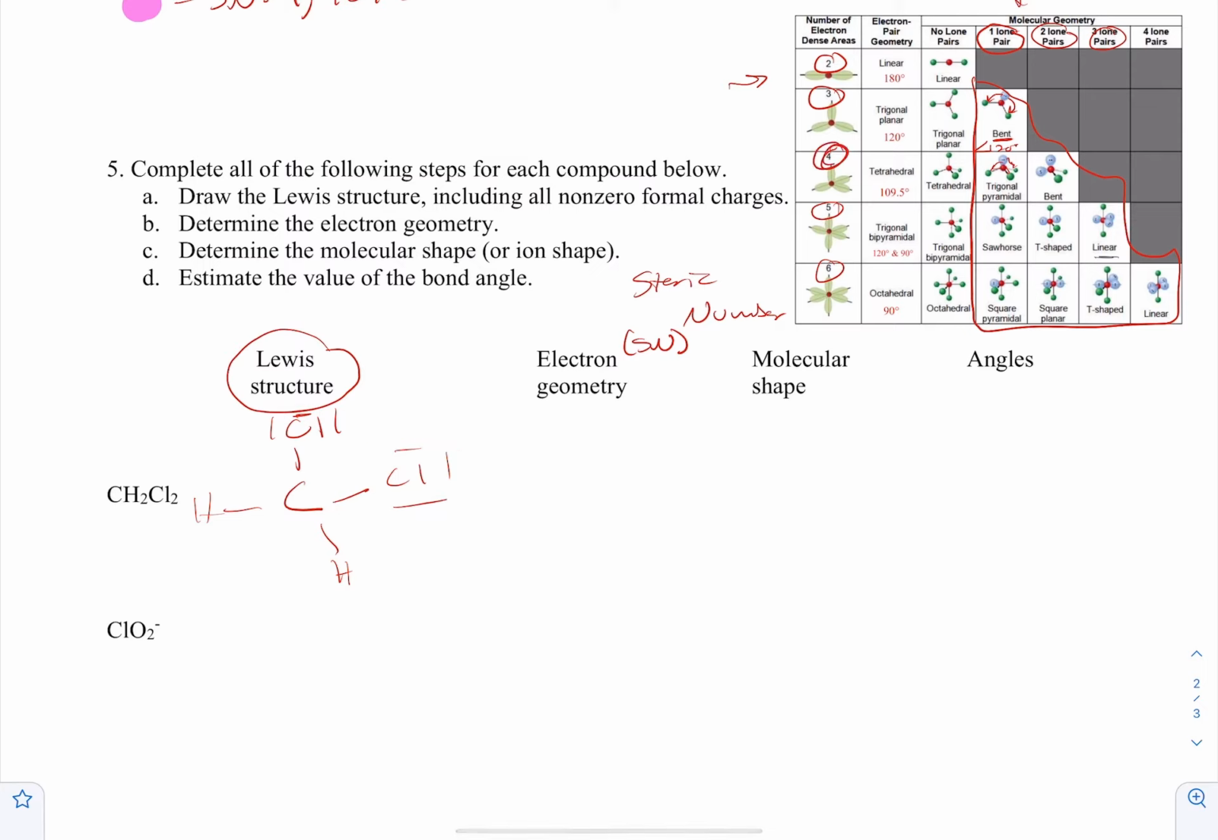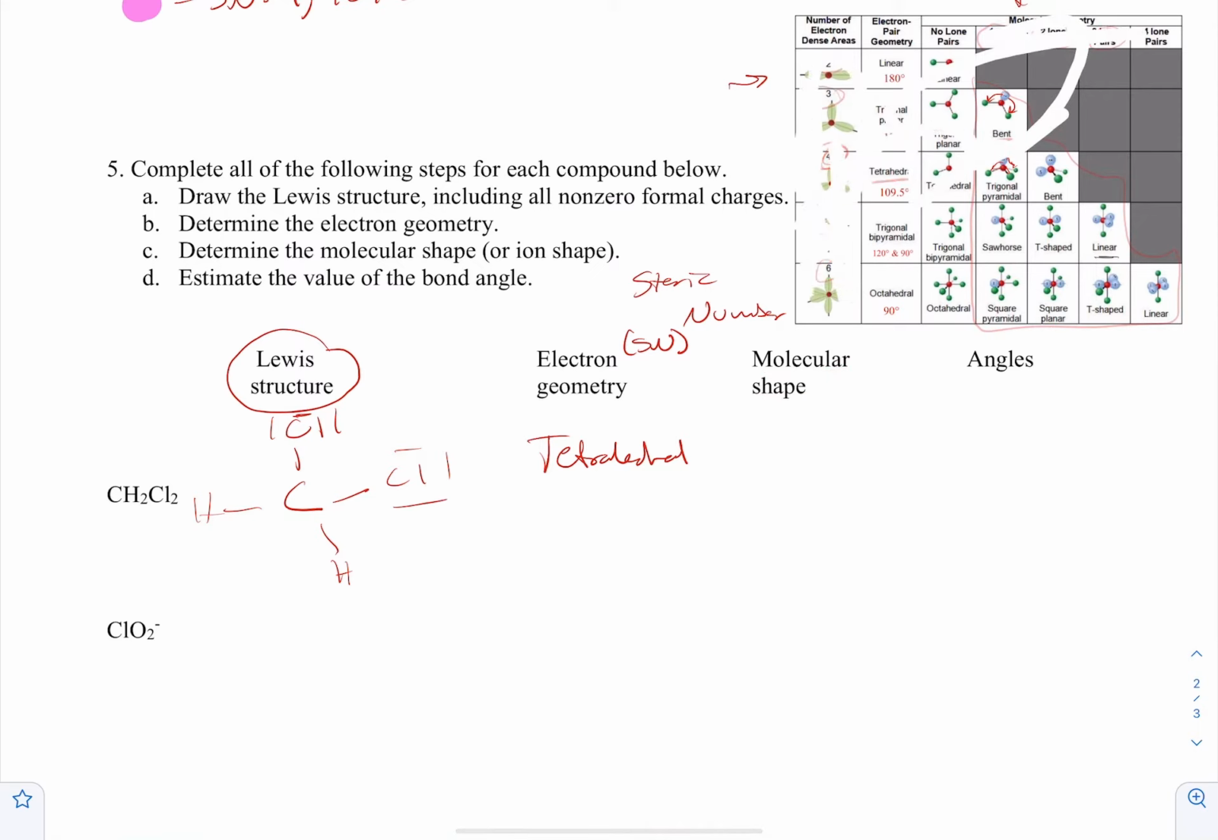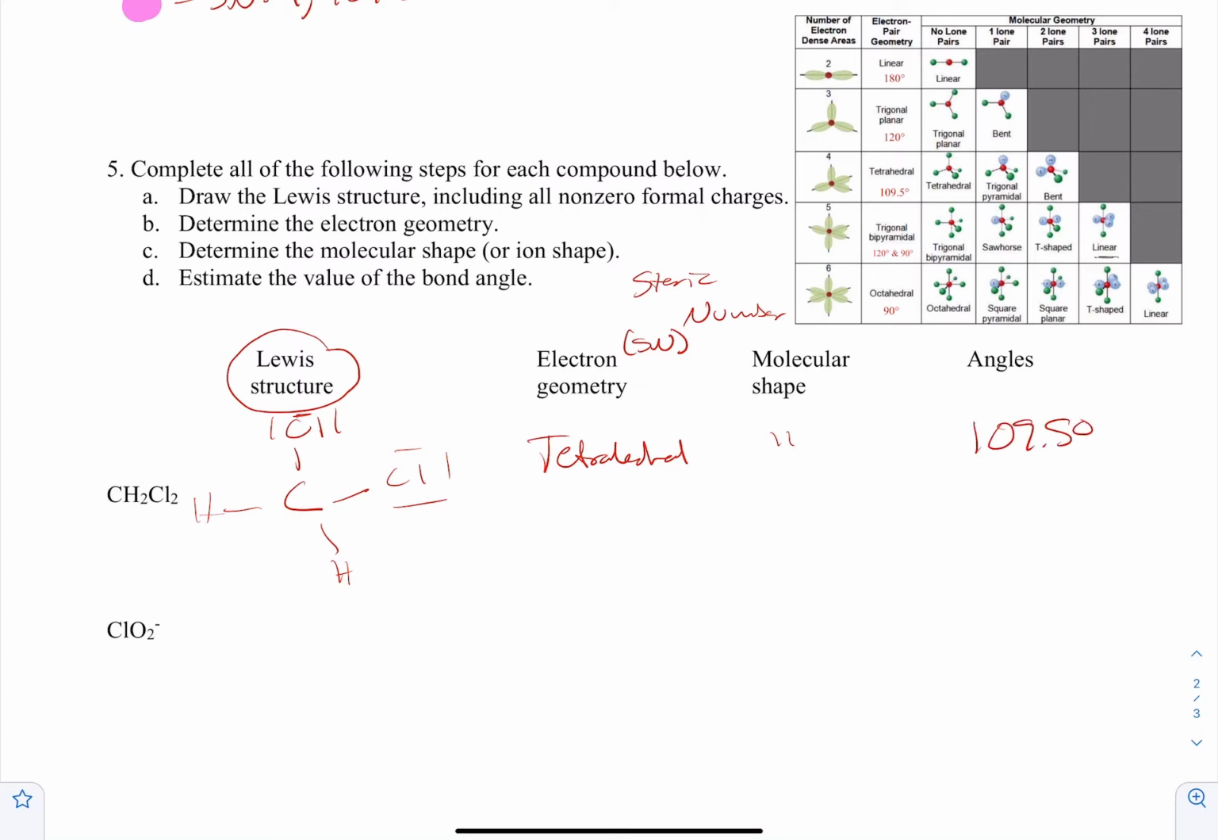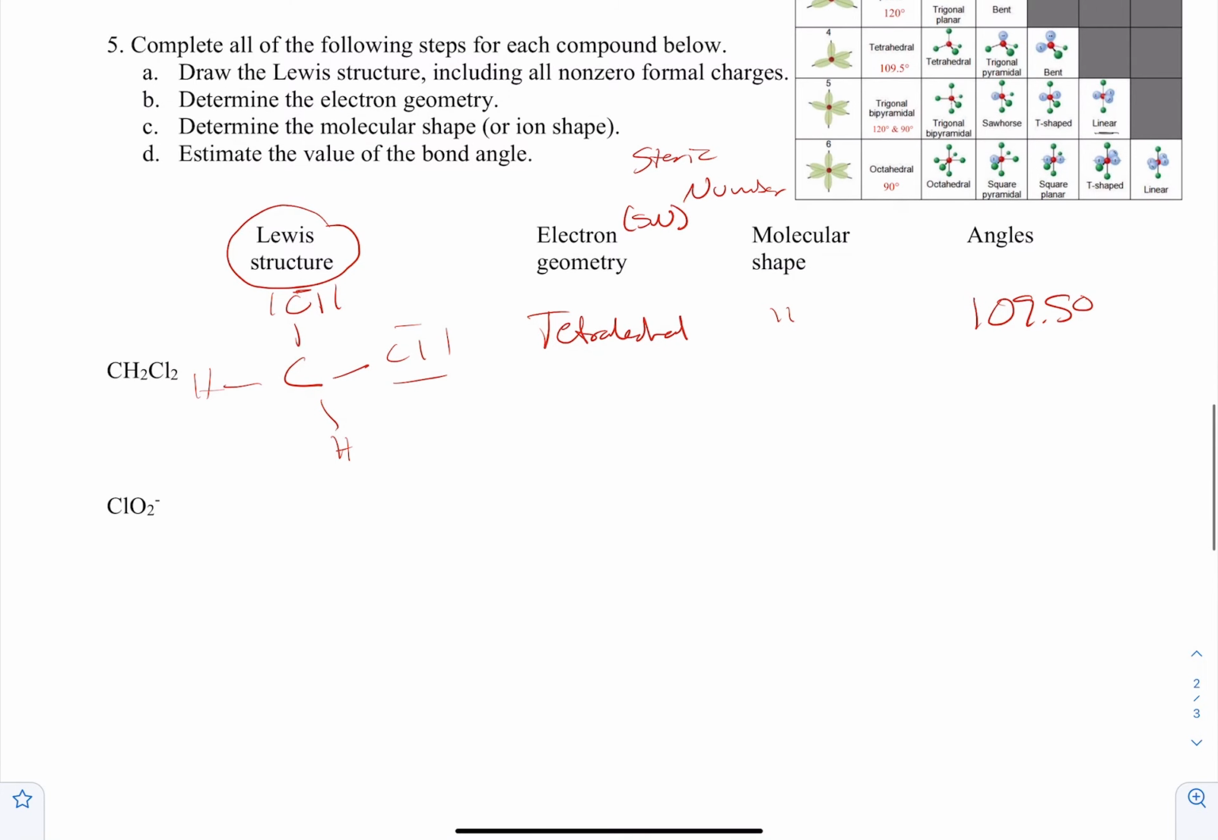So when I look at the steric number 4, the electron geometry then is tetrahedral. Okay, now molecular shape will only differ from electron geometry if there are lone pairs. If there are no lone pairs, it's exactly the same. I know that there are no lone pairs on my central atom, right? There's no lone pairs on my carbon. So I'm going to say it's also tetrahedral, which means the angles are going to be 109.5 exactly. They're not going to be any deviation from 109.5. Okay. However, this will look different. We're going to do another example where this is actually going to look slightly different with a tetrahedral formation.